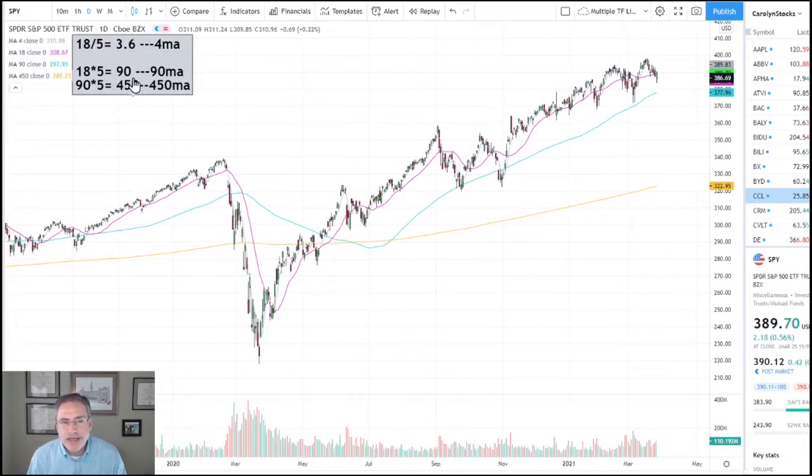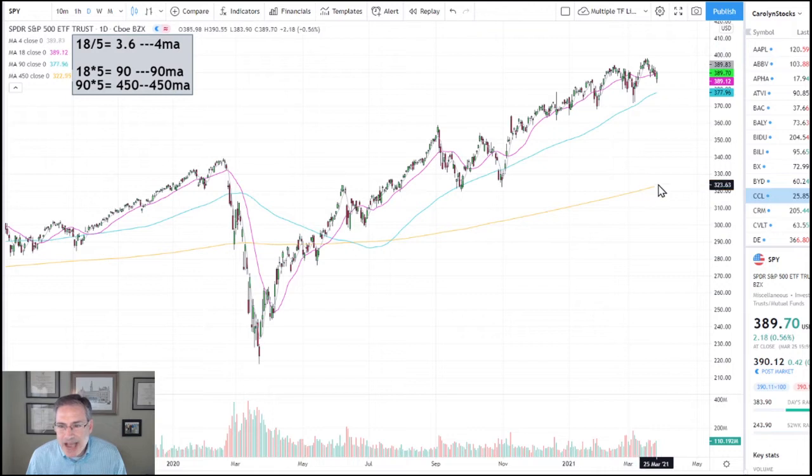And then I've also taken a 90 MA, and that is 18 times 5, which would be the weekly line. So this 90 MA is basically the same as an 18-week MA, this blue line. And then taking that one more time frame higher, a 450 MA is going to give us approximately an 18-month moving average. So if you were to put this on your charting software and put in a 4 MA, you have the hourly 18, and then put in a 90, and you have the weekly 18, and then put a 450, and you have the monthly 18.